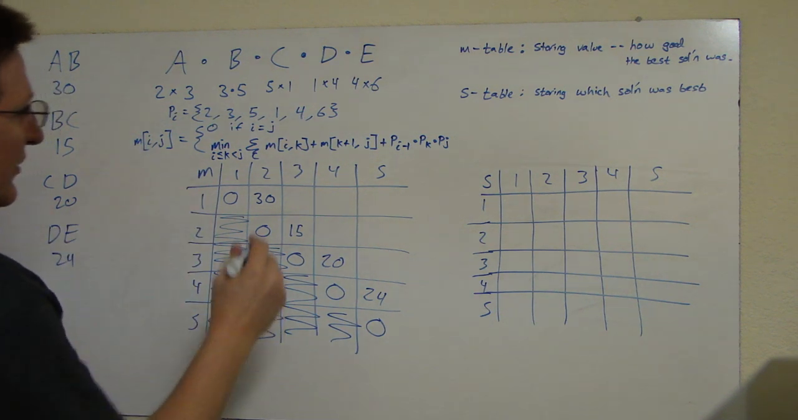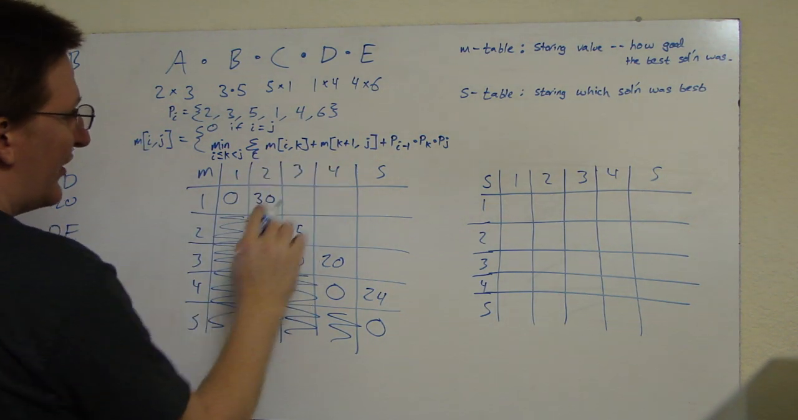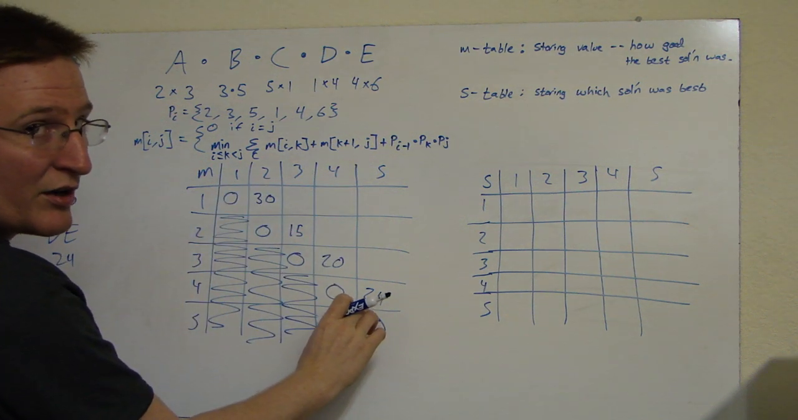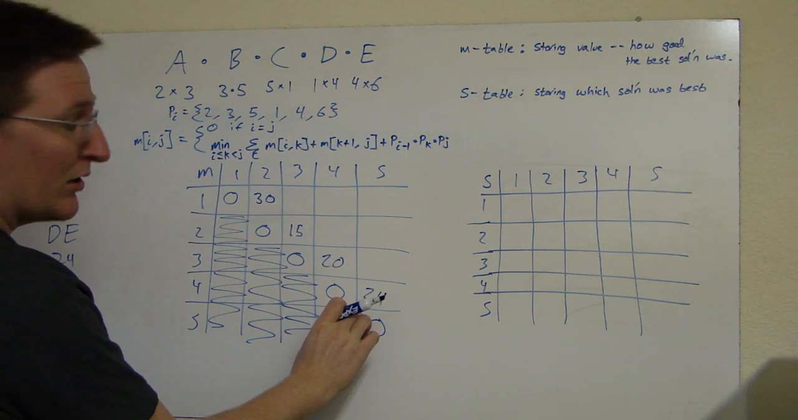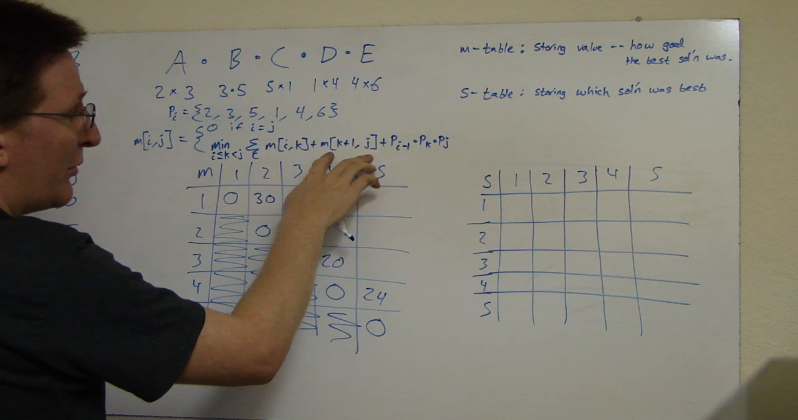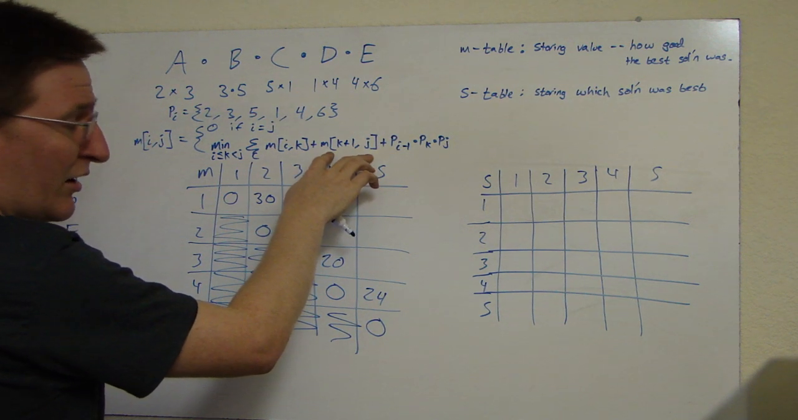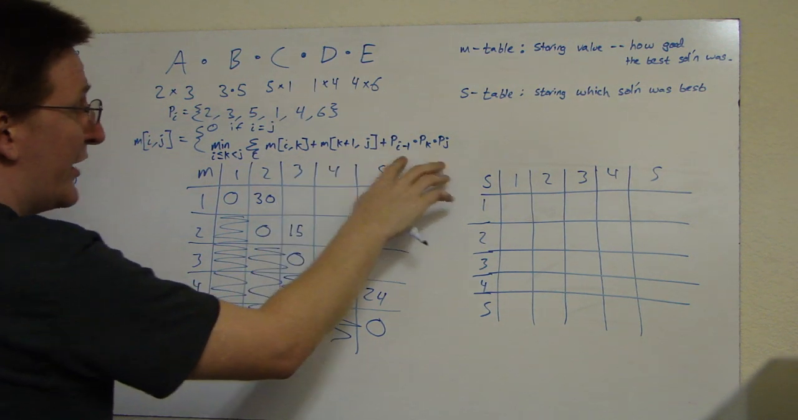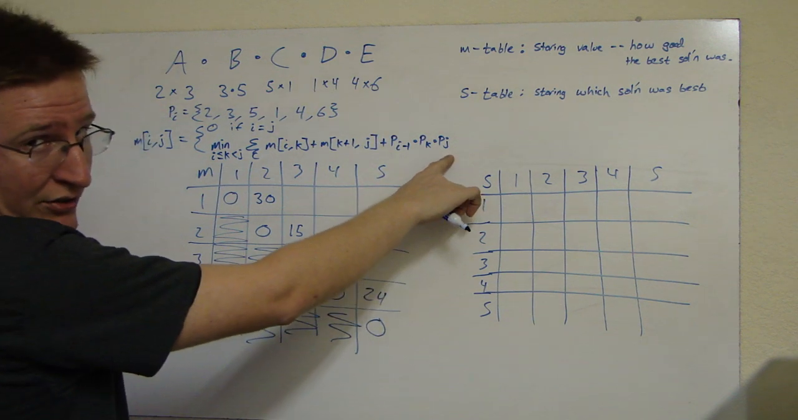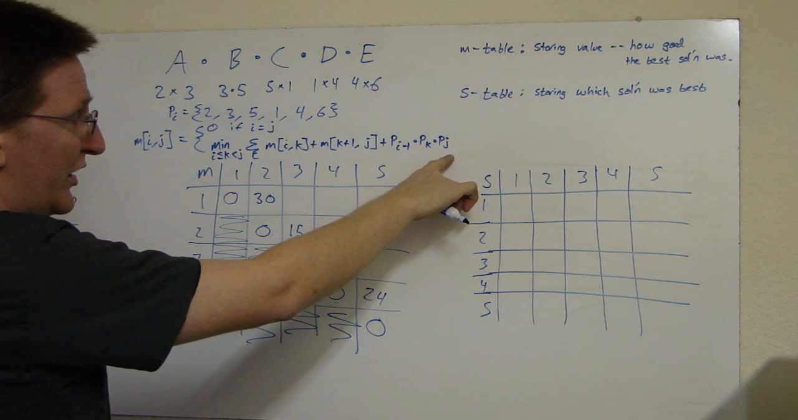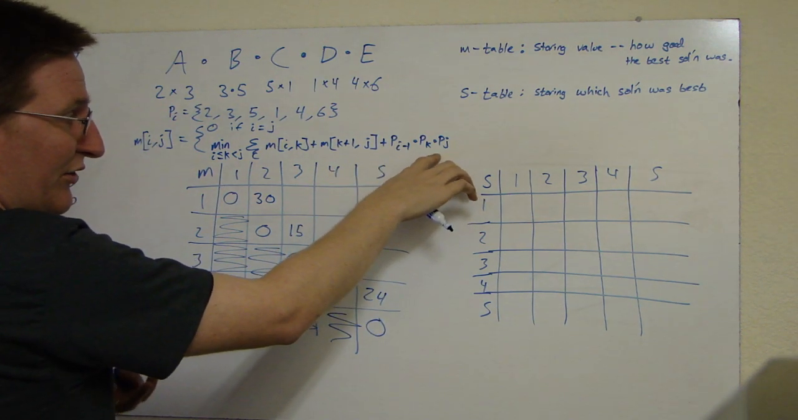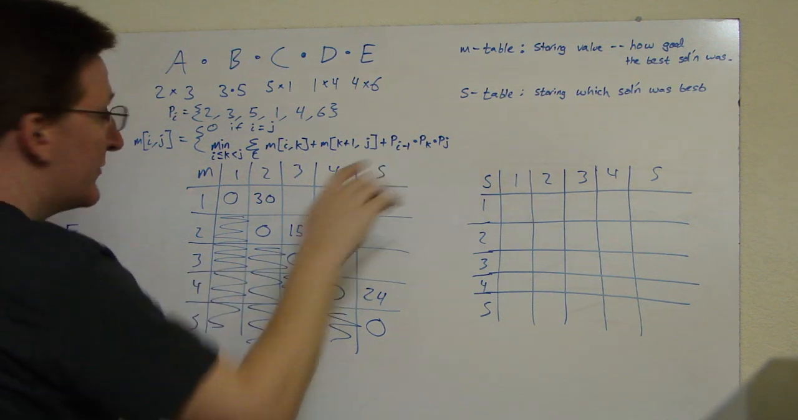So again, this part represents the previously calculated cost of one of the matrices that you're going to multiply. This is the previously calculated cost of the other matrix that you're going to multiply, and this is the number of multiplications that are necessary to do that.